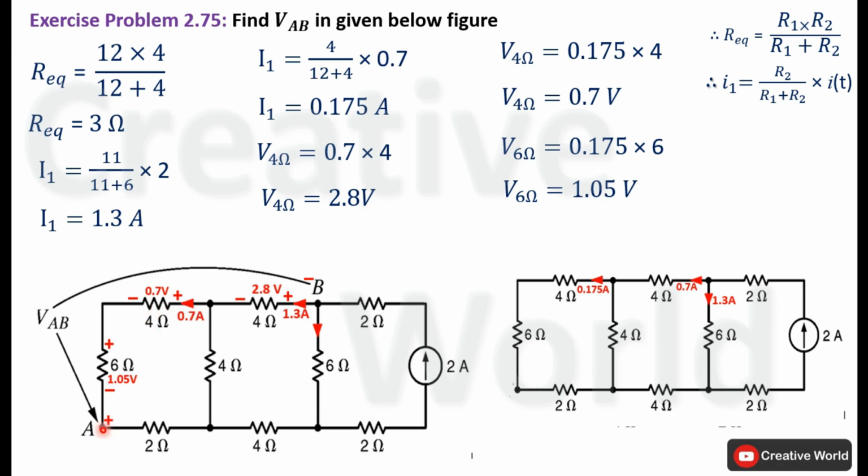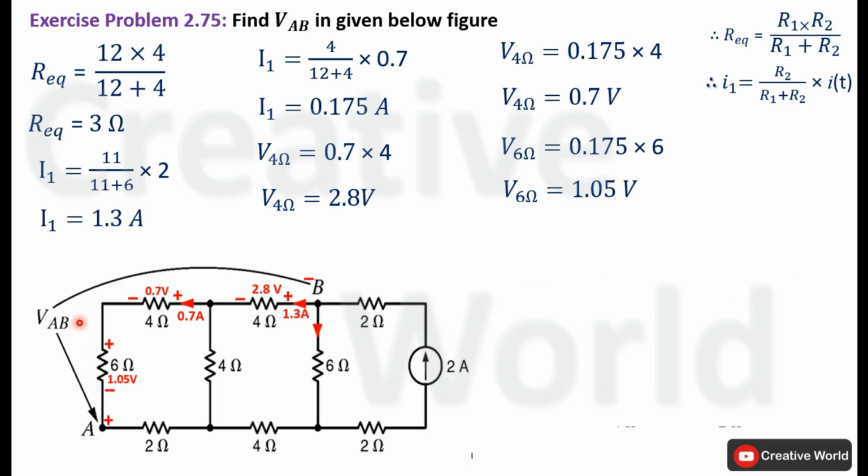The polarity of VAB is taken positive sign on point A and negative sign on point B. Polarity notation across these points is taken with this reference. VAB is indicating that point A would be on higher potential than point B. So point A will be positive and point B will be negative. Now for the calculation of VAB, we will assume the direction of current inside this semi-closed loop is clockwise direction.